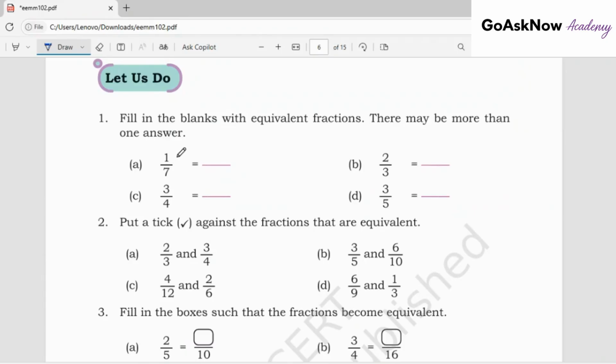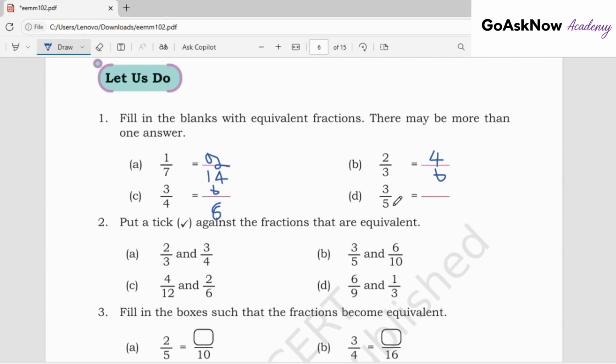We can take 2 and here 7 into 2 which is 14. Here 2, we can take 4. 2 into 2 is 4. 3 into 2 is 6. Okay. Next 3 by 4, we can take 6, which is 3 into 2 is 6, and 4 into 2 is 8.